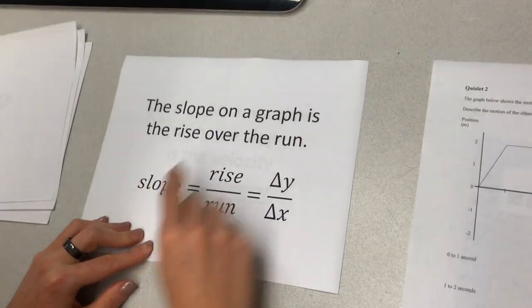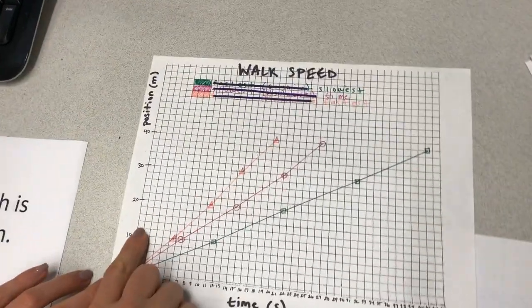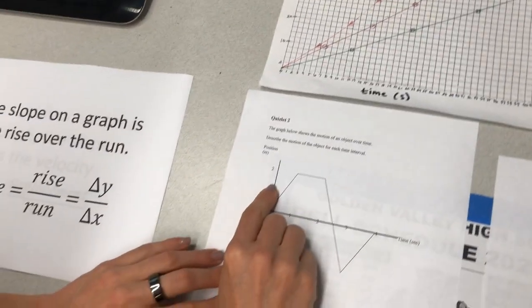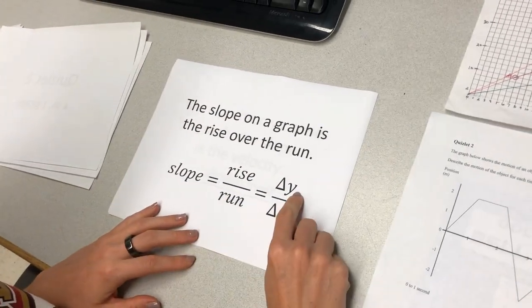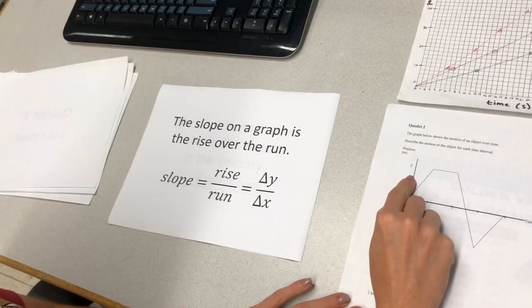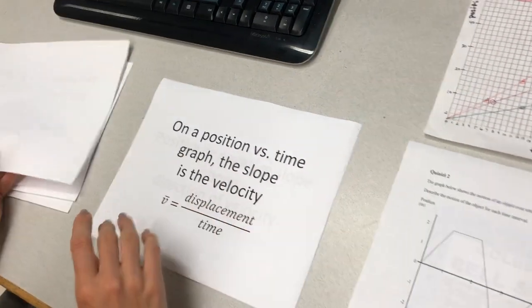So the slope is the rise over the run, or delta y over delta x. Y, x, okay, that's enough. We know how to do math.